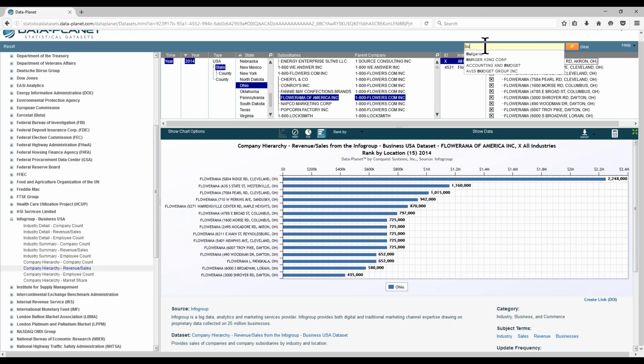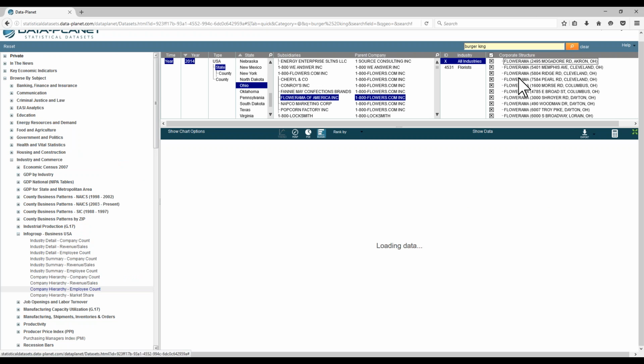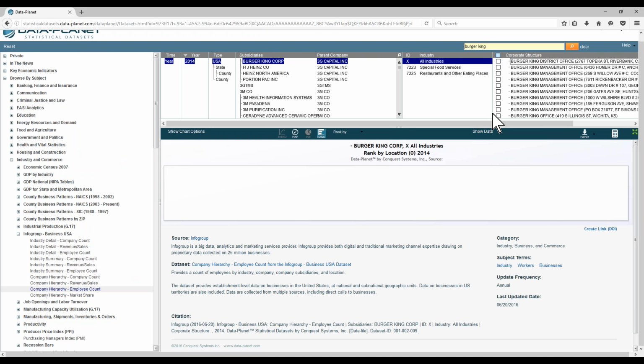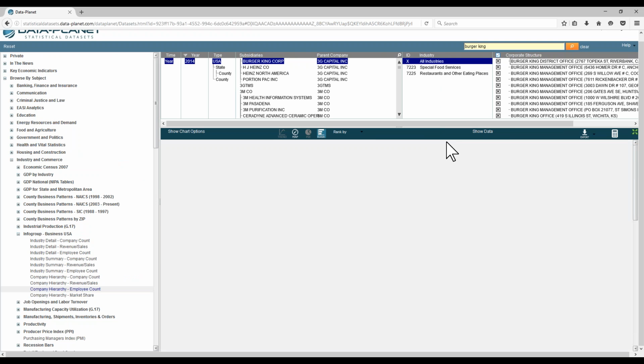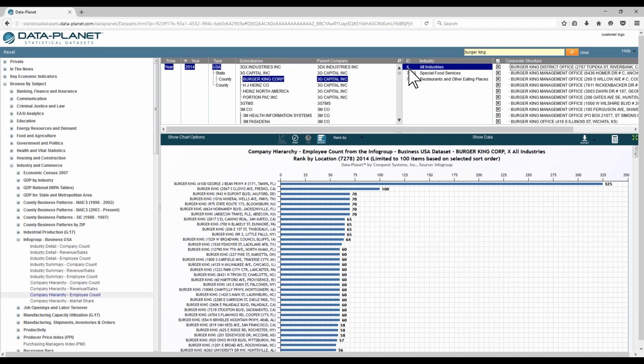Also, you can search system-wide. So here I'm going to search on Burger King. And so I've come up with a couple of hits. So let me turn these on. Now this is pulling back a big section of data, but I can see here that 3G Capital owns Burger King, Heinz, H.J. Heinz Company, Heinz North America, and Portion Pack.